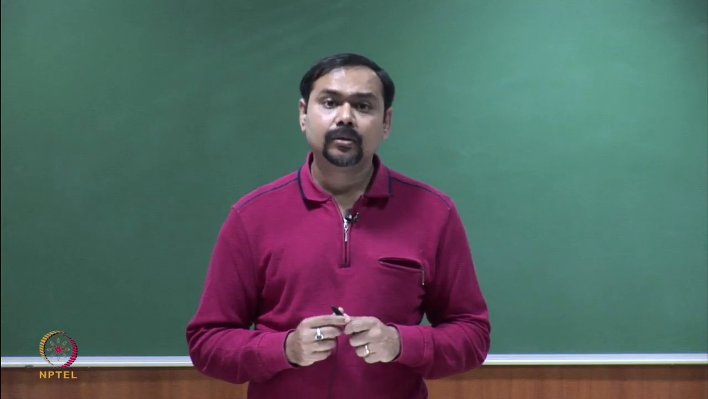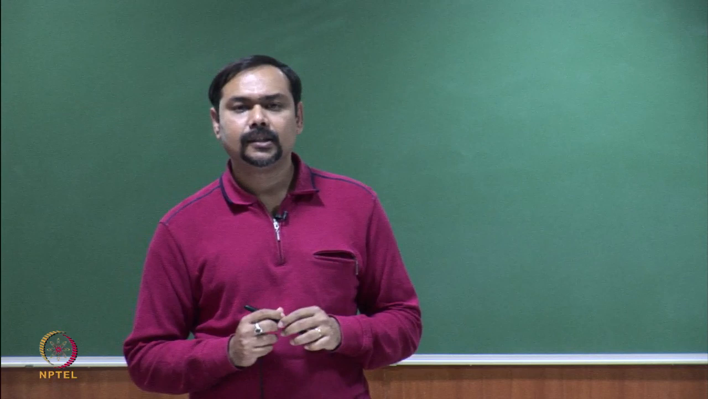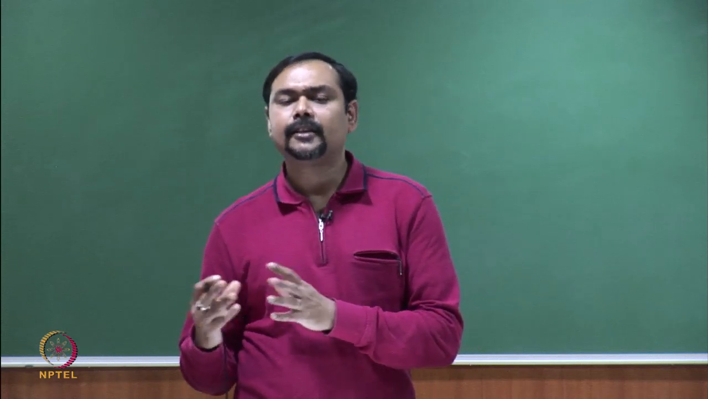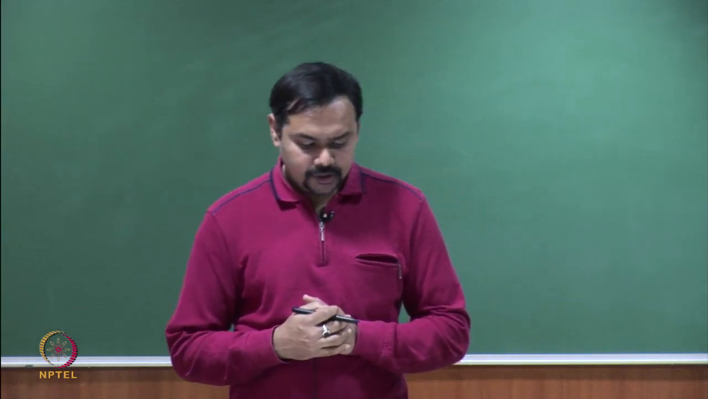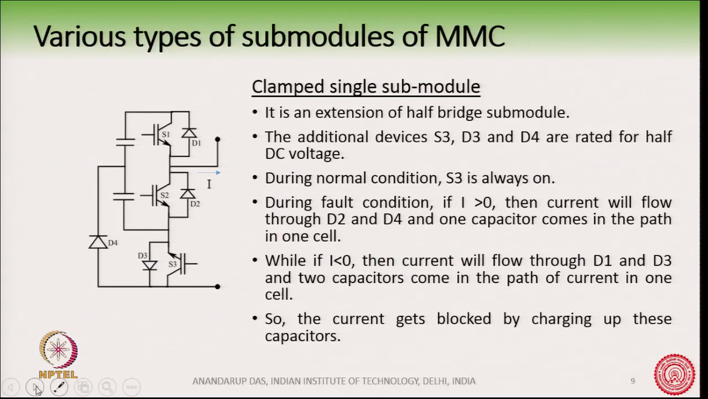So, people have come up with other types of submodules. The main idea here is to limit the fault current along with some additional beneficial features. We will see 3 or 4 of them now. So, for example, this is one such thing, clamped single submodule. You can see here that in this topology we have this half bridge along with an additional switch and diodes here. They are all rated for half the DC voltage.